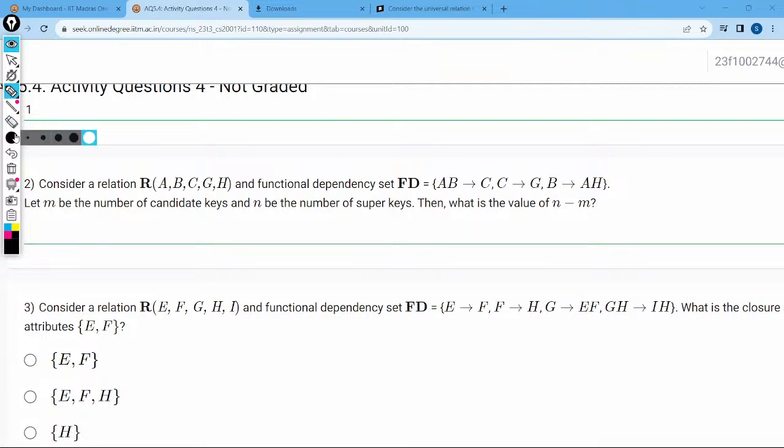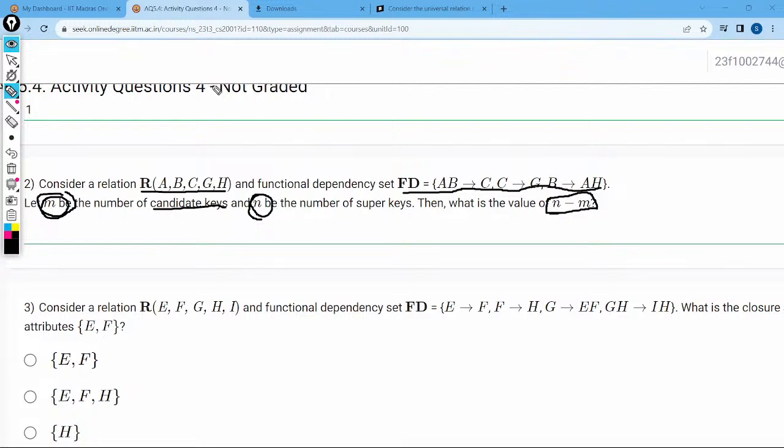So there is a relation with the following attributes and the following functional dependencies exist. Let M be the number of candidate keys and N be the number of super keys. Then what is the value of N minus M?